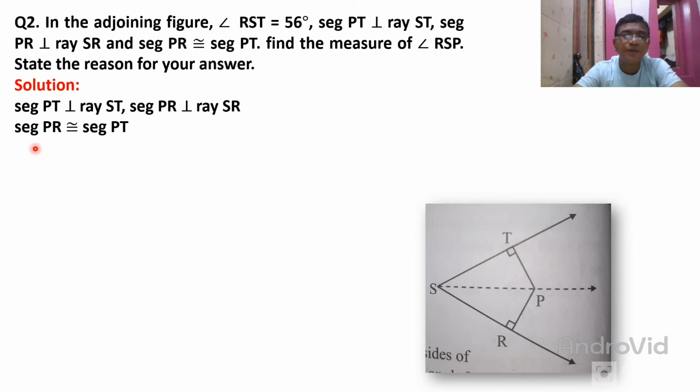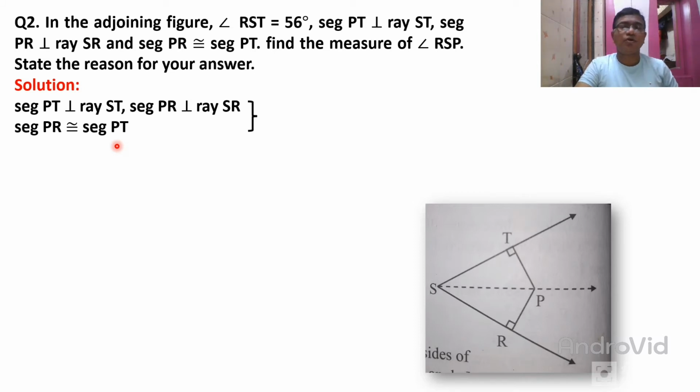Then segment PR is congruent with segment PT. So here is written segment PR is congruent with segment PT. See, this is the PR. Segment PR is congruent with segment PT. They are congruent. They are given.